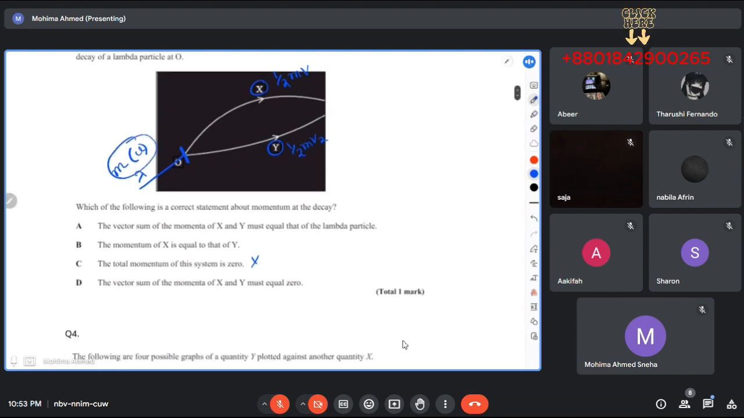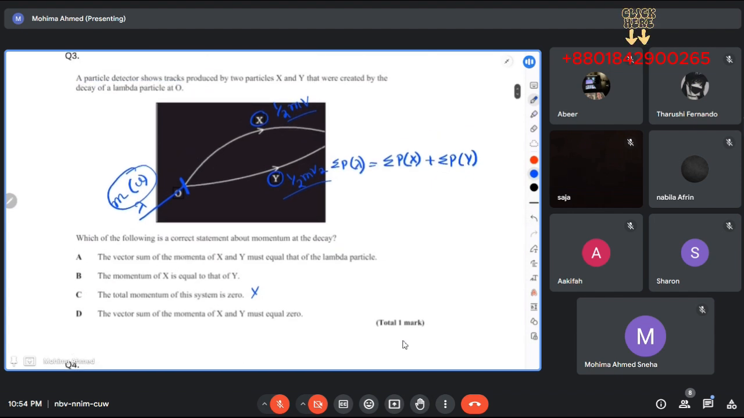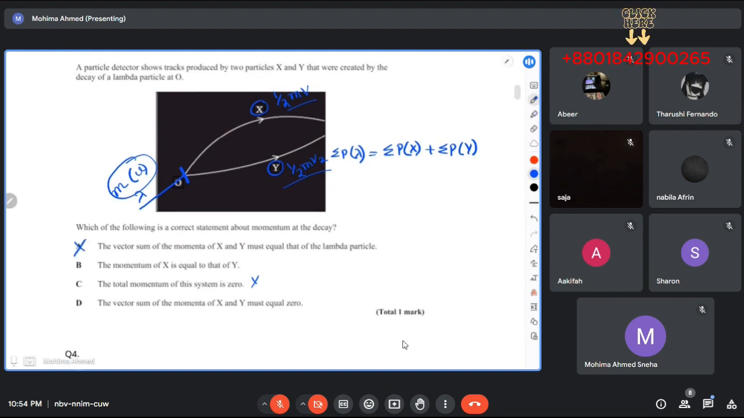Whatever this momentum is, this is before collision, and their momentum will be after collision, right? So the vector sum of the momenta of X and Y means the total momentum of X plus the total momentum of Y, and they should be equal to the total momentum of lambda, right? This is what the law of conservation of momentum tells you. The total momentum before explosion or collision should be equal to the total momentum after explosion or collision. Right, so only option A is the correct answer. Otherwise, the others are wrong.